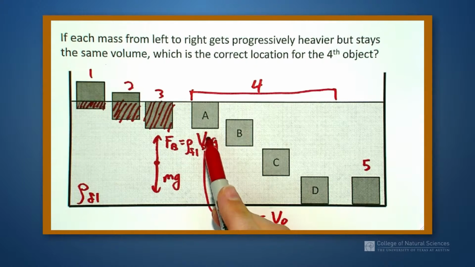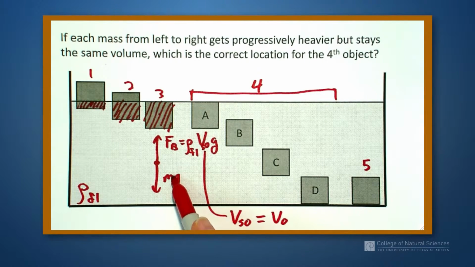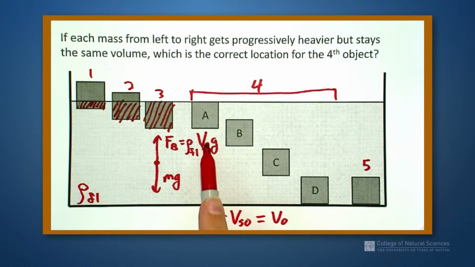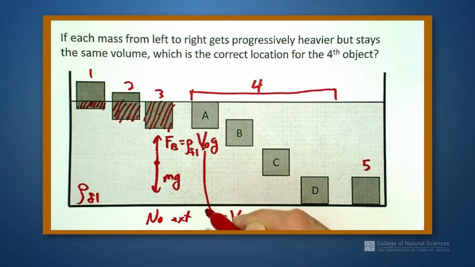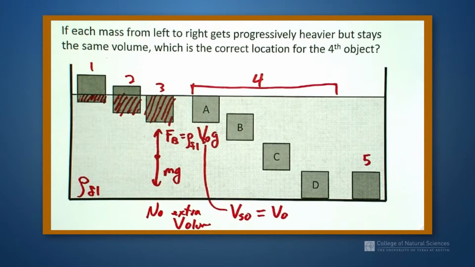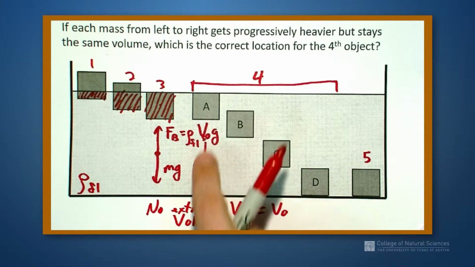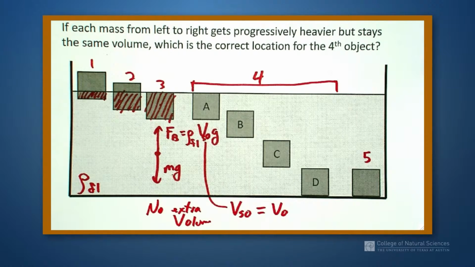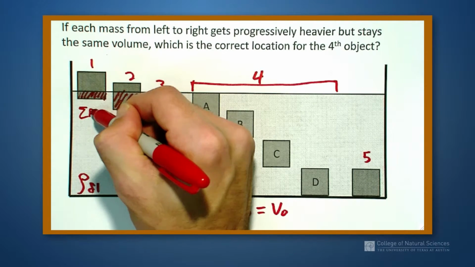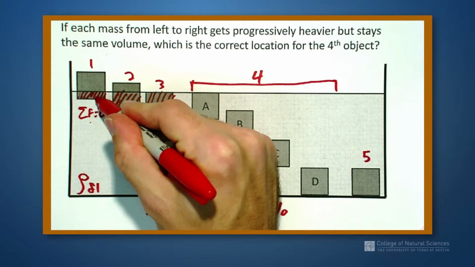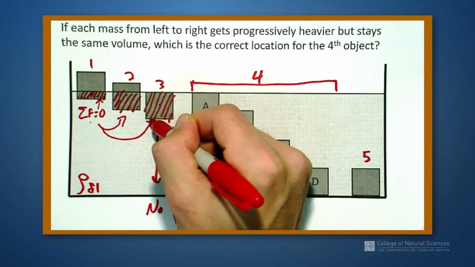So if I were to put any more mass on here, I can't submerge any more volume. So there's no extra volume to submerge. If there's no extra volume to submerge, if I put more weight on it, the weight force is going to win. There's always going to be a net force. So in this case, we have our sum of our forces equals 0. In this case, in this case, and in this case.